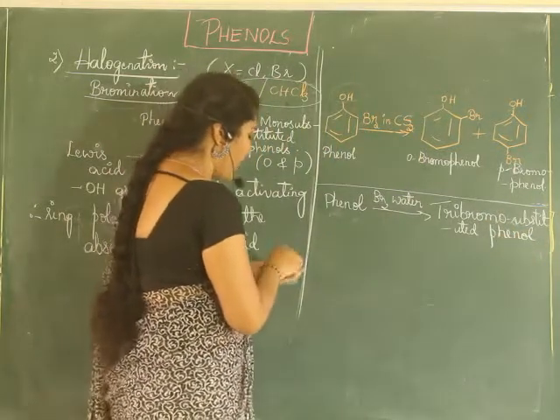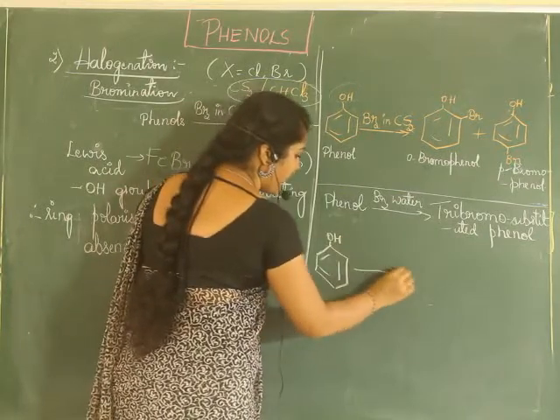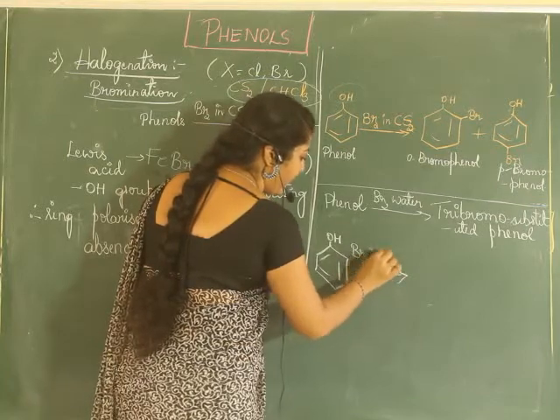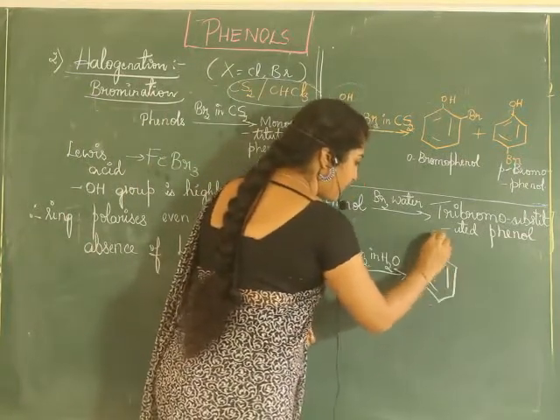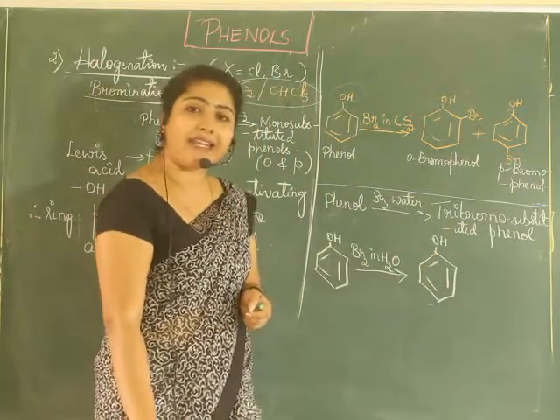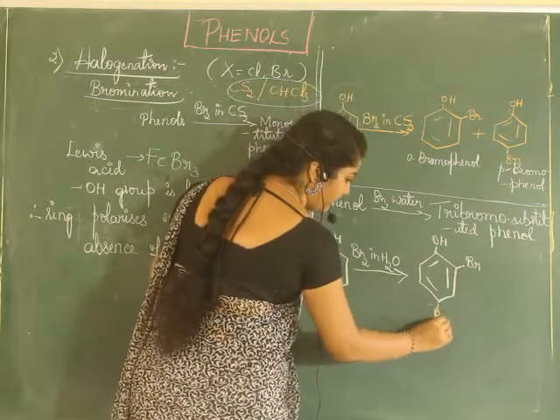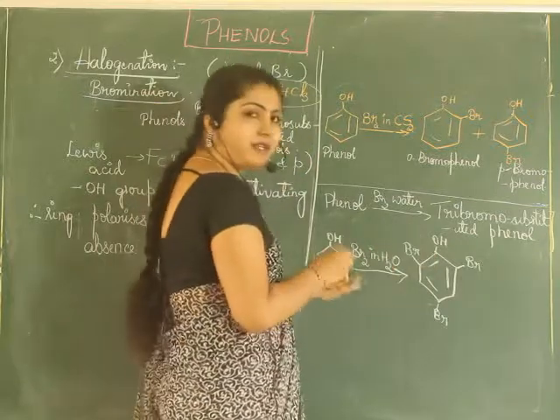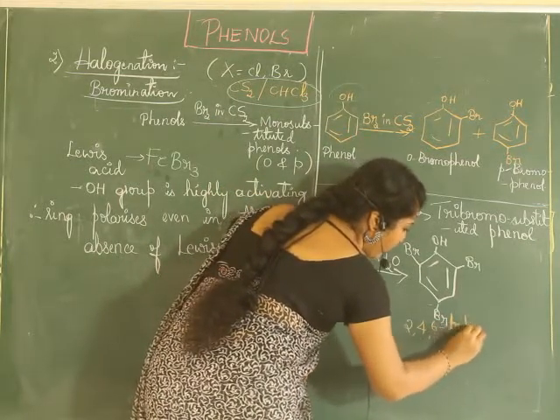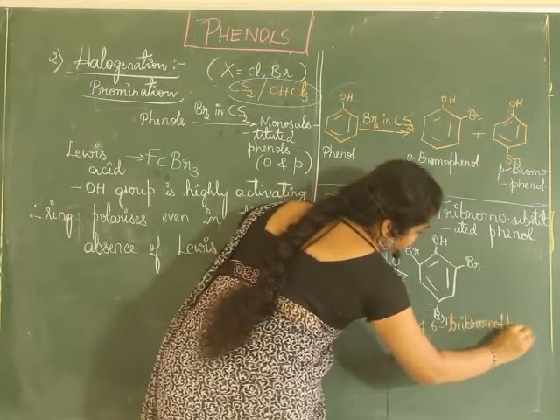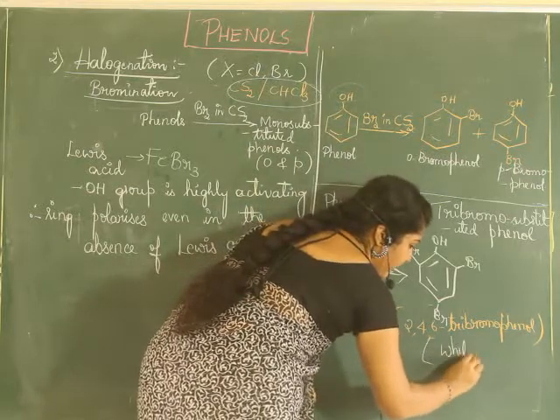We'll write the reaction. Phenol, when it is treated with bromine water, or bromine in water, forms, you remember in the case of nitration we had 2,4,6-trinitrophenol, here it is 2,4,6-tribromophenol, which is a white precipitate.